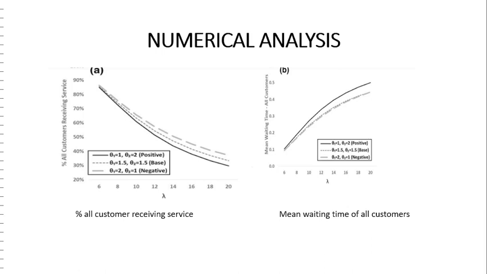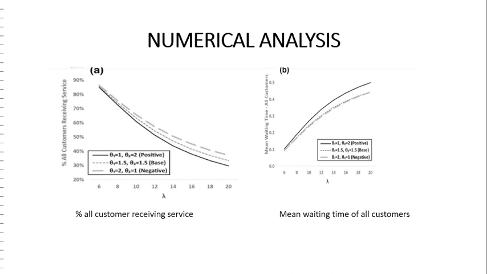So here we are going to check some graphical analysis. The first graph, graph A, represents the percentage of all customers receiving service. Here the black thick line represents the positive system, the dotted line represents the base system, and the dashed line represents the negative system. So the percentage of all customers who receive service is lowest in the positive system and highest in the negative system. And class 1 customers are more patient than class 2 customers in the positive system and vice versa in the negative system.